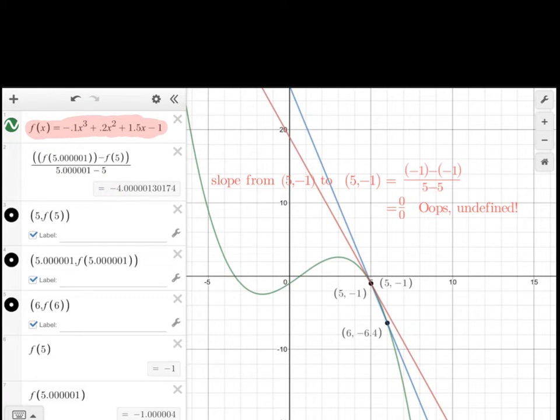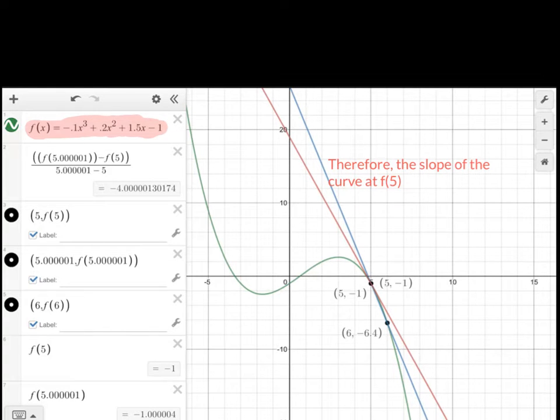So if you're ever taking a test or doing some assignment or something like that, and we ask you to estimate the instantaneous rate of change, it's fantastic that you get an answer of negative 4.0000130174. Great, you could do the math. But if you have a true understanding of this, you're going to have enough common sense to say, therefore, the slope of the curve at 5 comma f of 5 is probably negative 4. Now you can't say it is equal to negative 4 for sure, but we're just estimating.